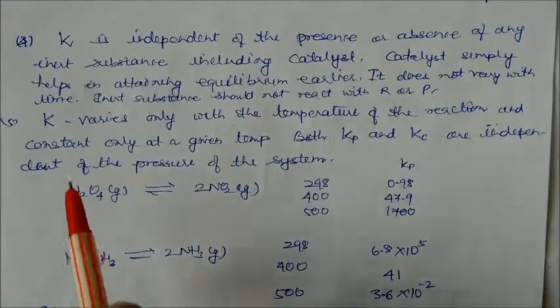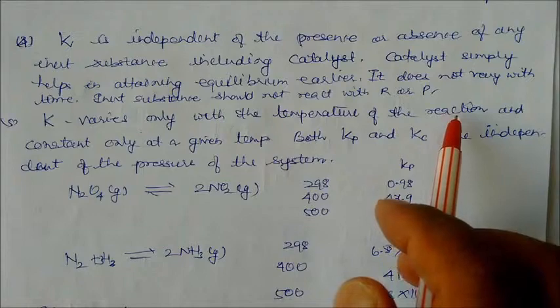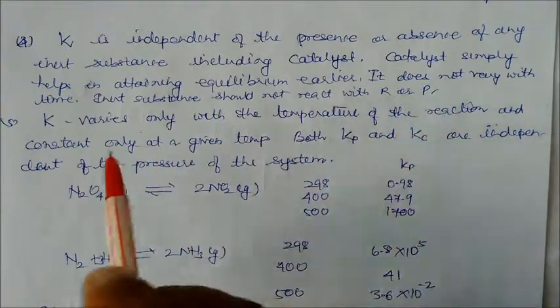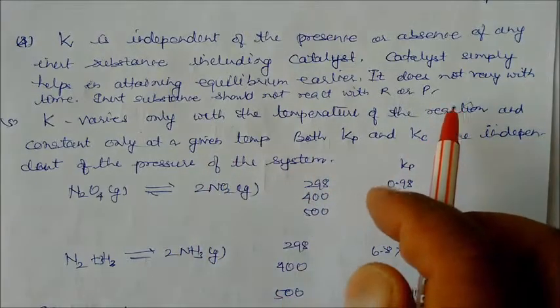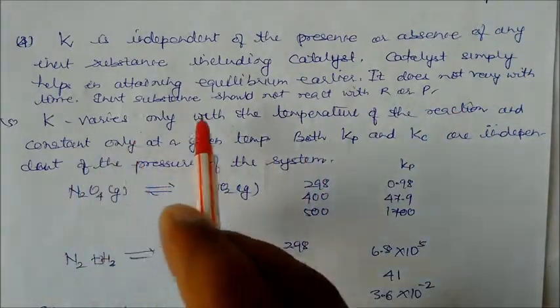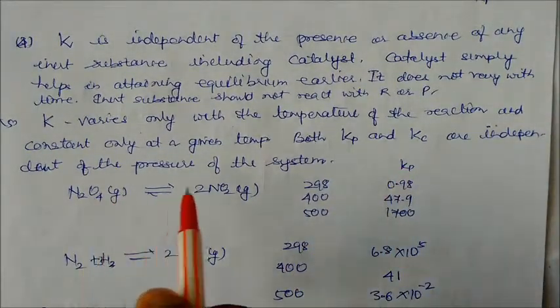Fifth point, the equilibrium constant varies only with the temperature of the reaction. It depends on the temperature of the reaction and is constant only at a given temperature. For one particular temperature it is constant, but if you change the temperature, K will also change. Both Kp and Kc are independent of the pressure of the system.